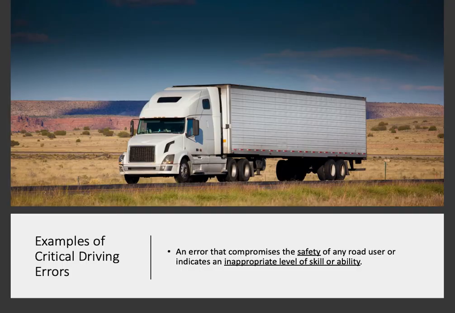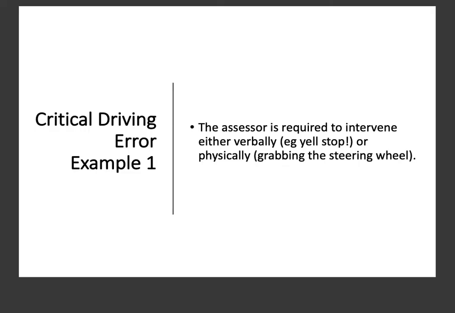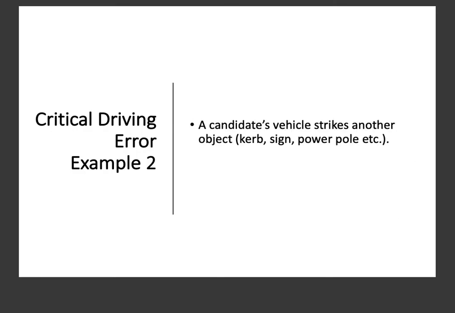Critical driving errors. Here are some examples of critical driving errors. So here we're talking about an error that compromises the safety of any road user or indicates an inappropriate level of skill or ability. The assessor is required to intervene either verbally, e.g. yell stop, or physically, grabbing the steering wheel. A candidate's vehicle strikes another object, for example, curb, sign, power pole.